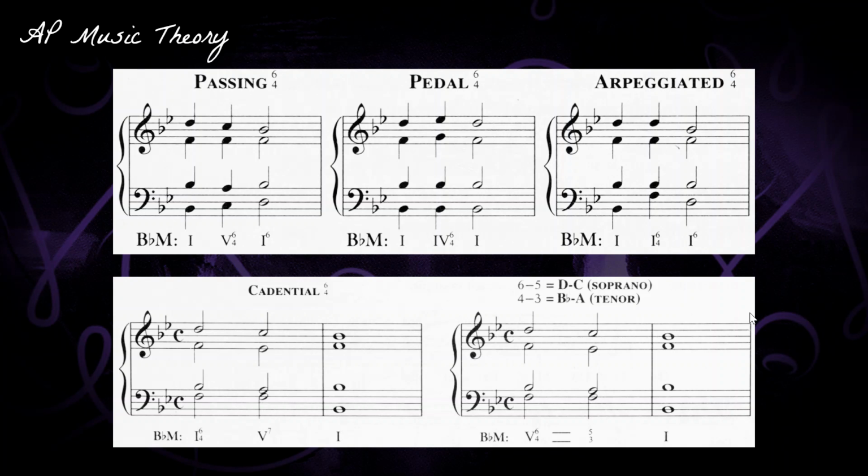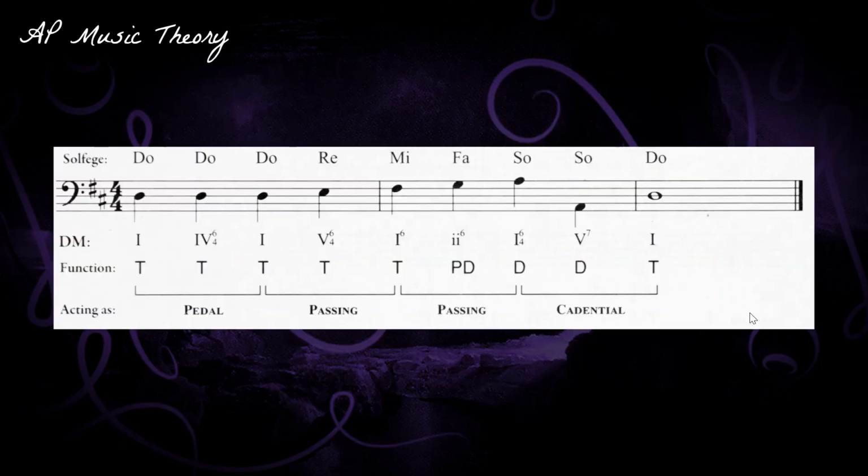Okay, let's take a closer look at the three of these used in harmonic progression. It says three, but these are three. They did not include the arpeggiated one. Okay, so there are four types of second inversion chords: passing, pedal, arpeggiated, and cadential. All are recognized uses of the second inversion chord.